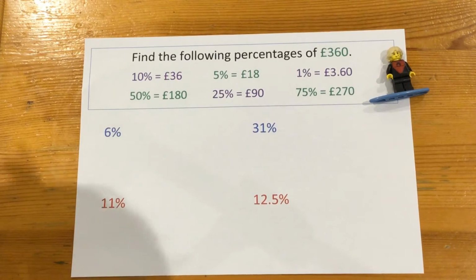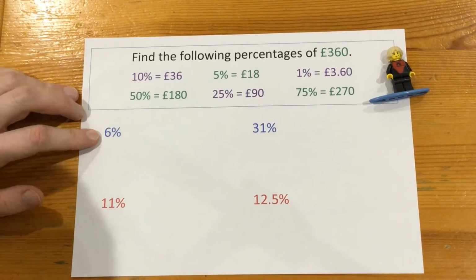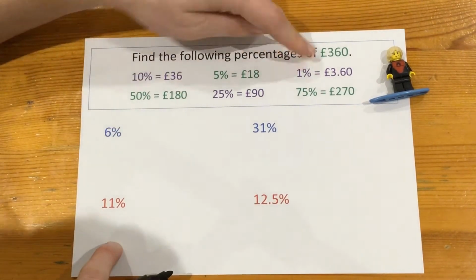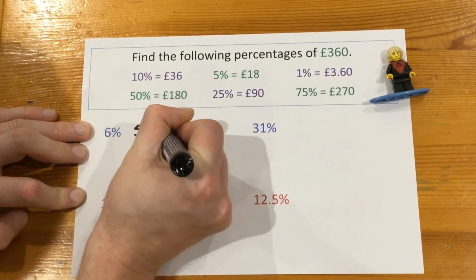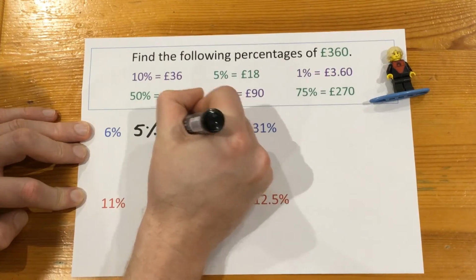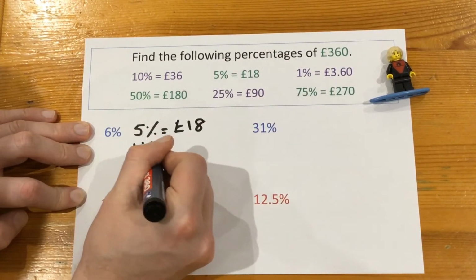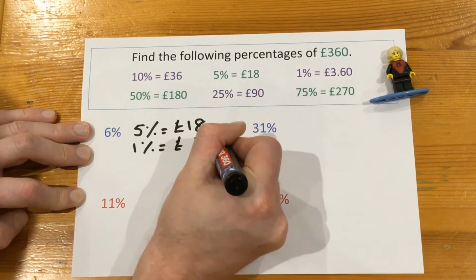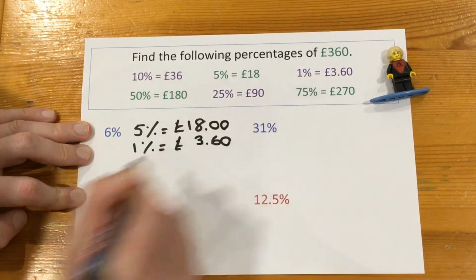Okay, so how am I going to combine these? I am going to look at 6%. What can I use? Oh, if I were to break down 6%, I would say it's 5% and 1%. So I'm going to combine. 5% of £360 is £18. And 1% is £3.60. I could do this mentally, but I'll add the zeros in just to help.